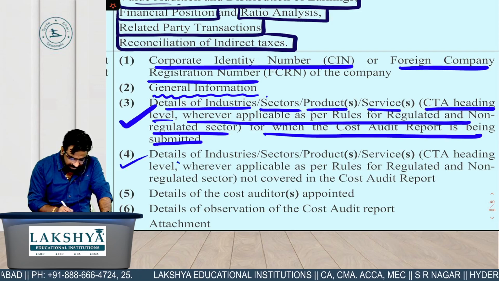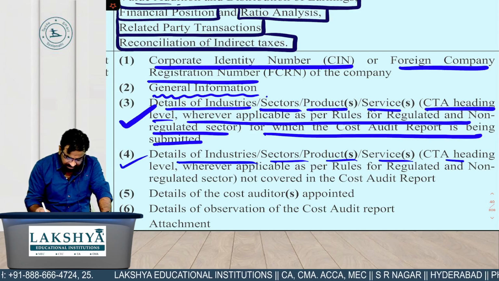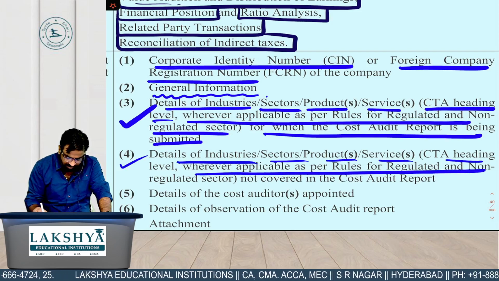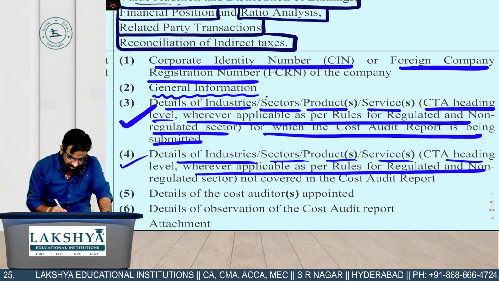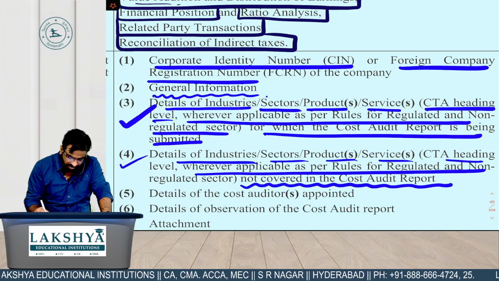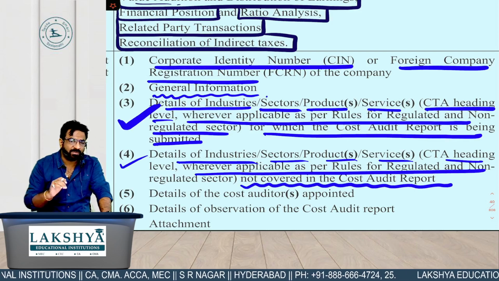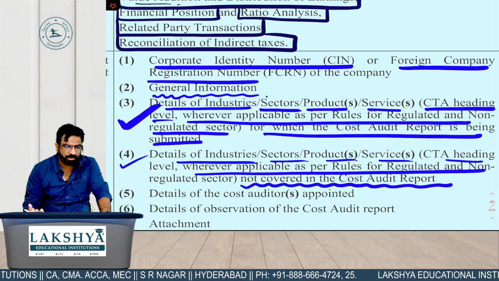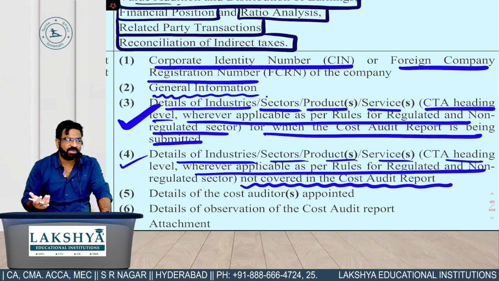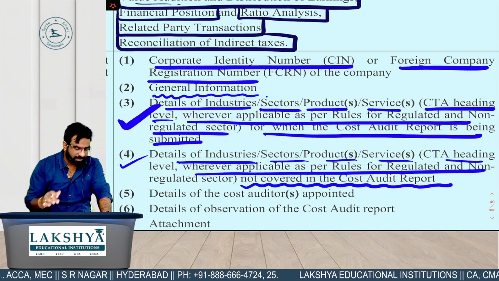Point number 4, details of industry sector, product, service, CA heading, whether applicable as per the rules for regulated or non-regulated, not covered in the cost audit report. Are you getting the point? So point number 3 is on what we are covering in our cost audit report, and point number 4 is on what we are not covering in our cost audit report.